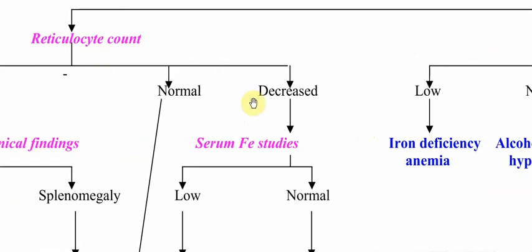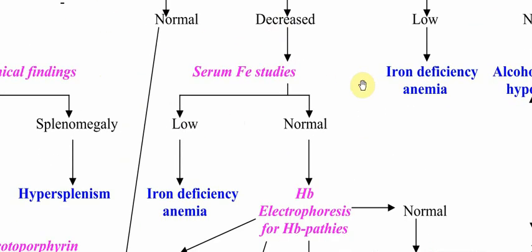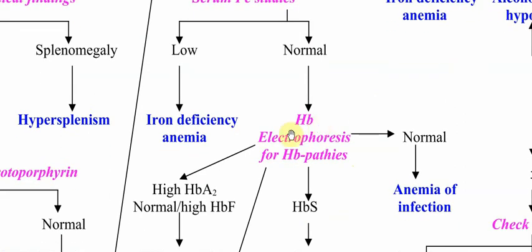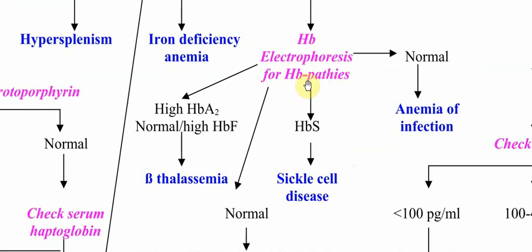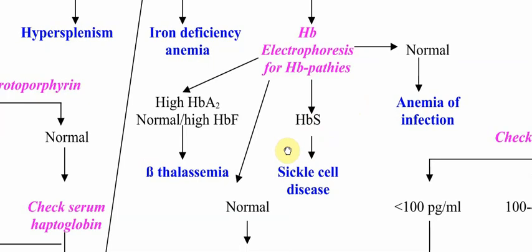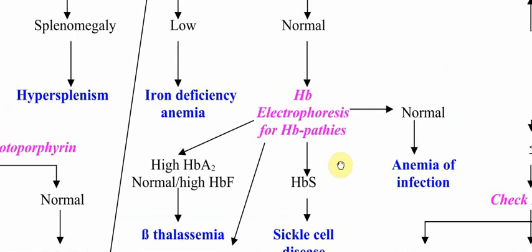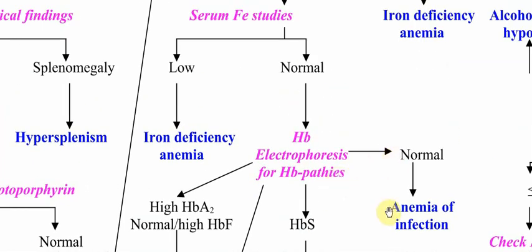If the reticulocyte count is decreased, then we do serum iron studies. Low results indicate iron deficiency anemia. Normal results indicate need for doing hemoglobin electrophoresis for hemoglobinopathies, and you can diagnose by hemoglobin electrophoresis thalassemia, beta thalassemia, when hemoglobin A2 level is high and hemoglobin F level is normal or high. Presence of hemoglobin S indicates a sickle cell disease. If it is normal, it could be anemia of infection.